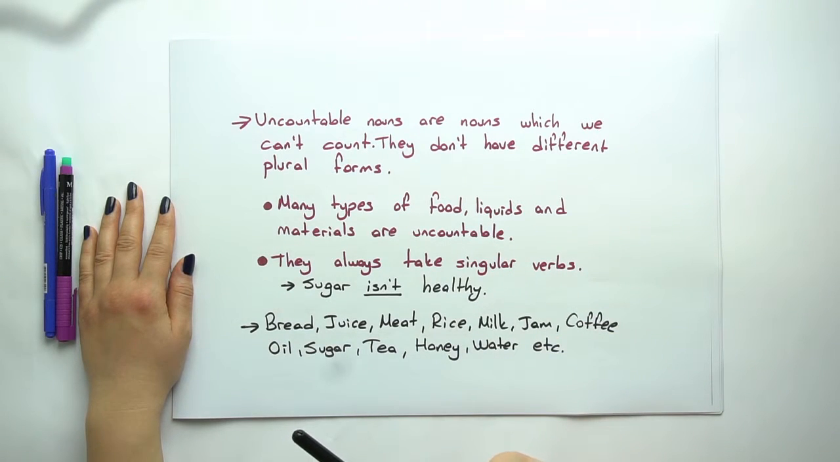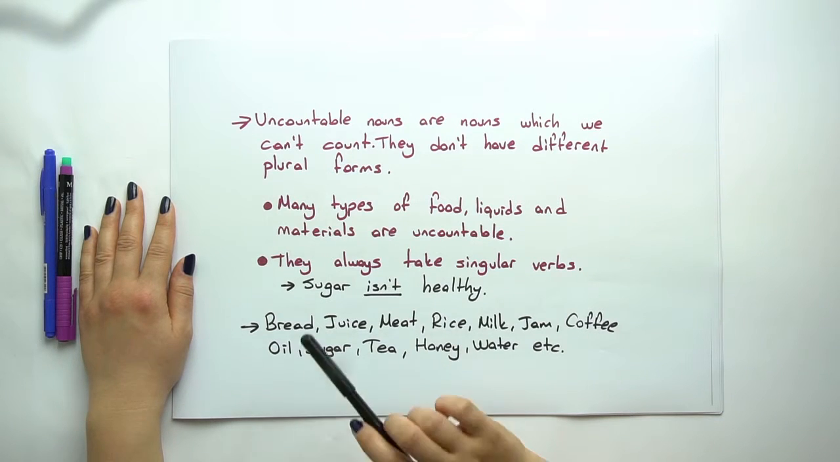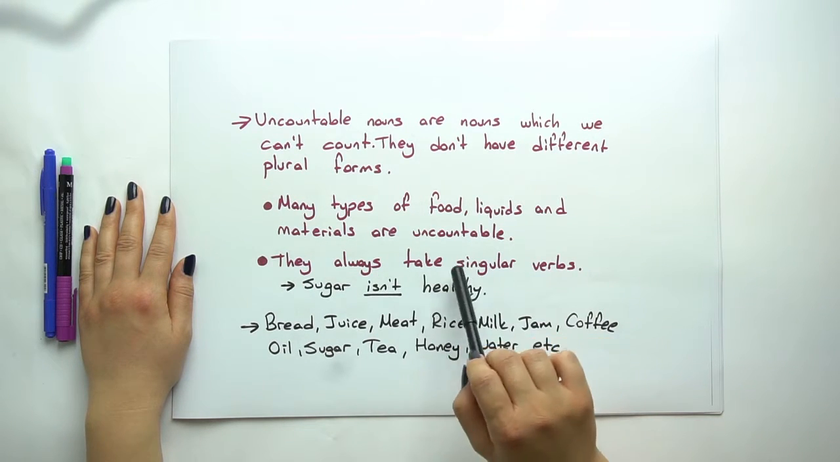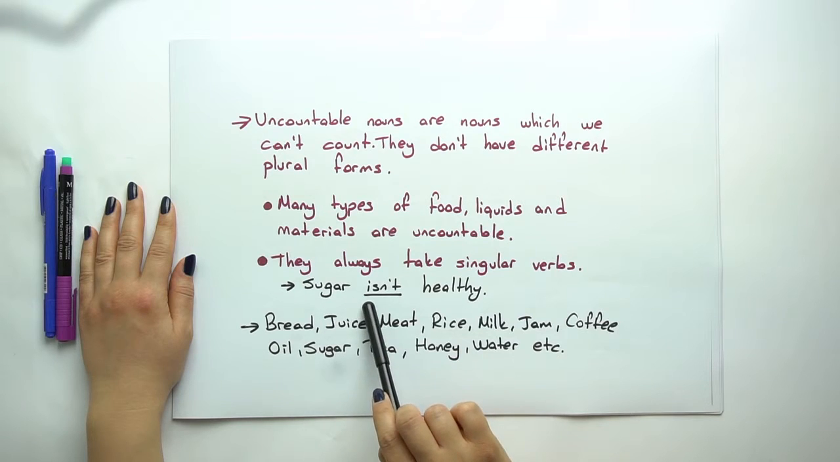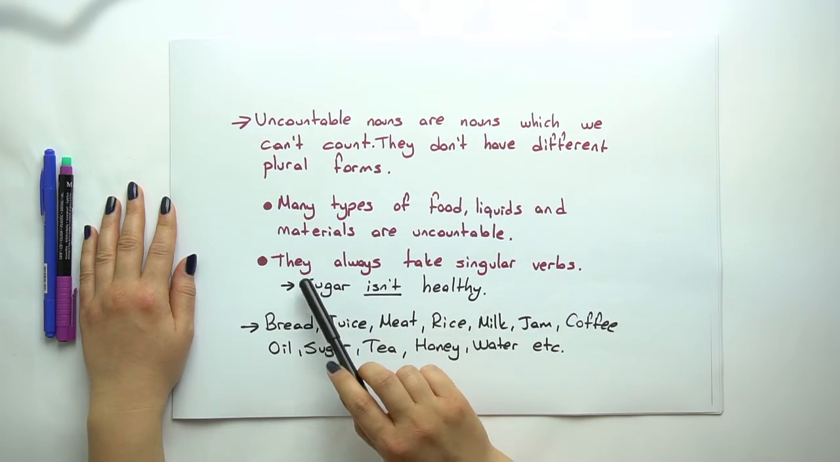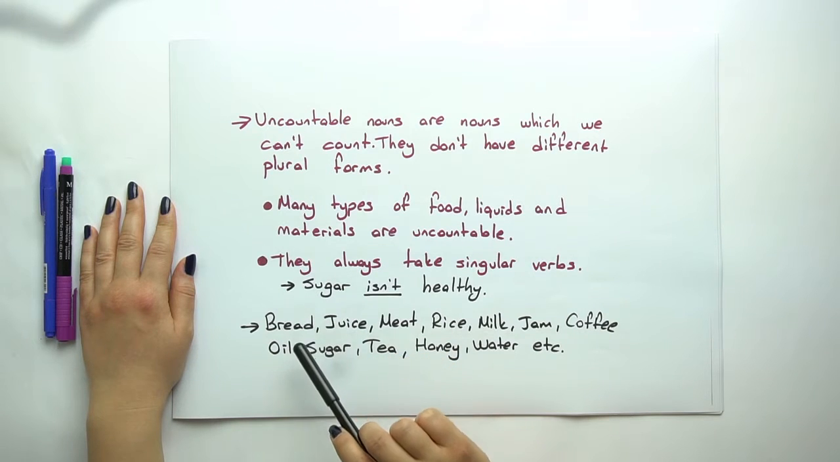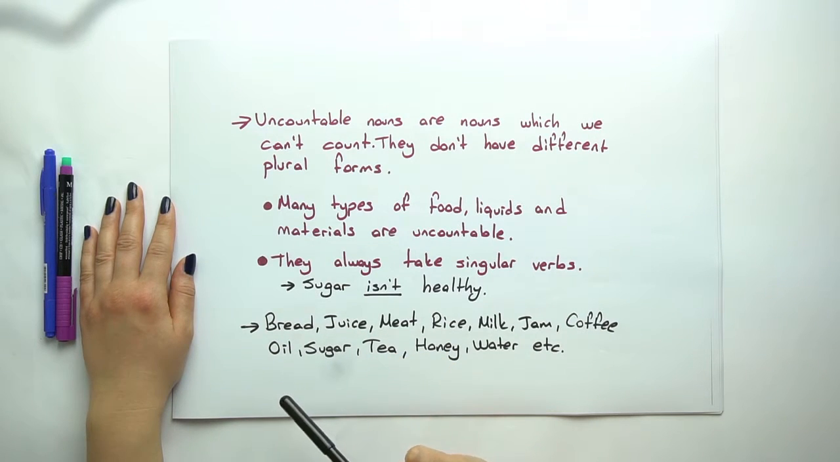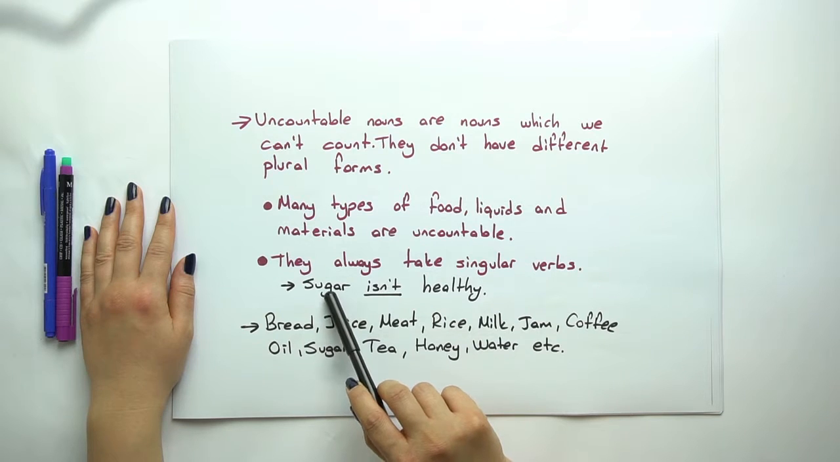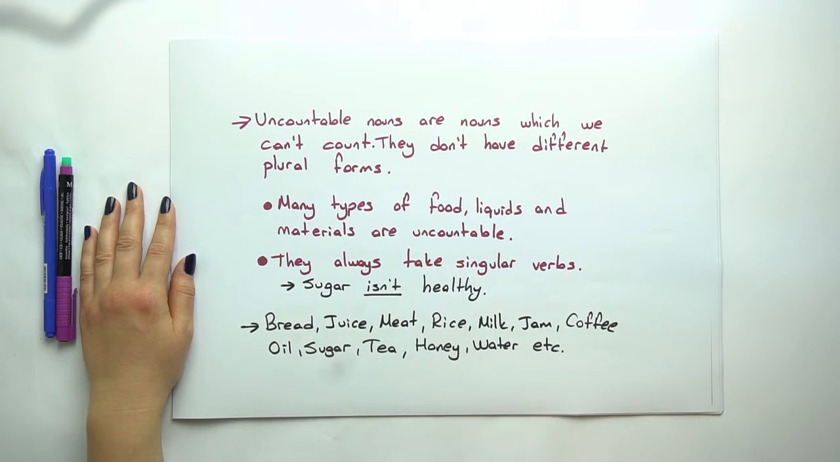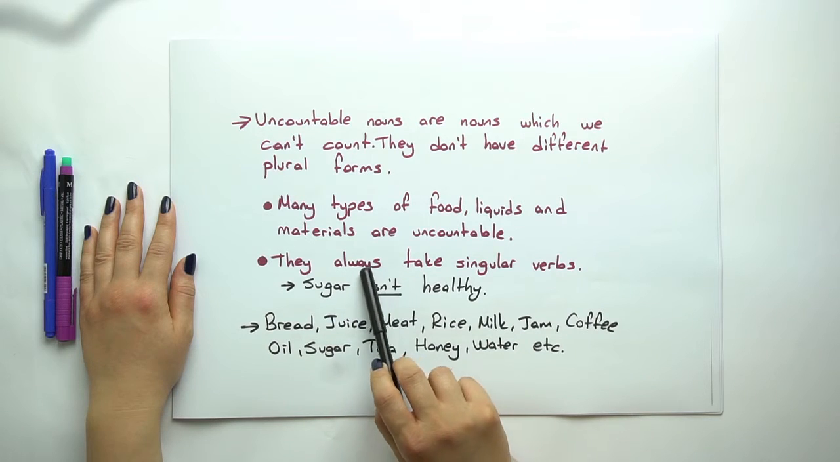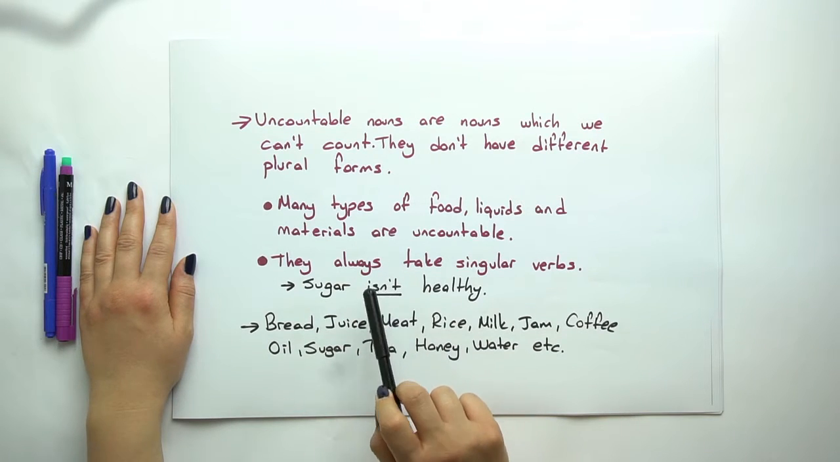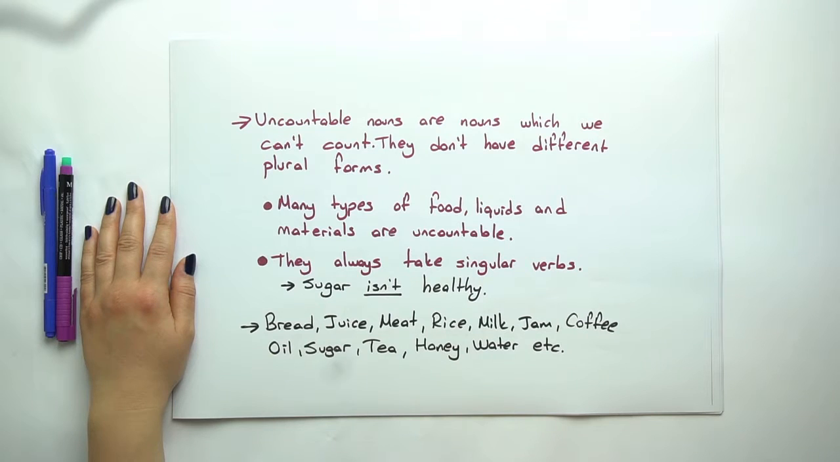And also there is a simple rule about it. They always take singular verbs. Look at the example, please. Sugar. For example, sugar is uncountable, and so we can say sugar isn't healthy. You can see that we use singular verb for sugar.